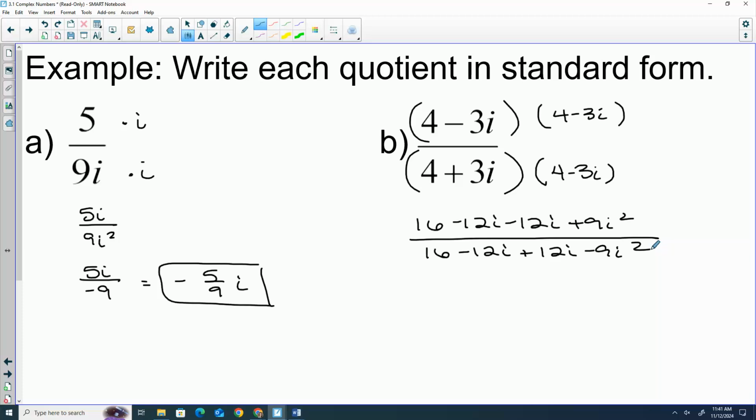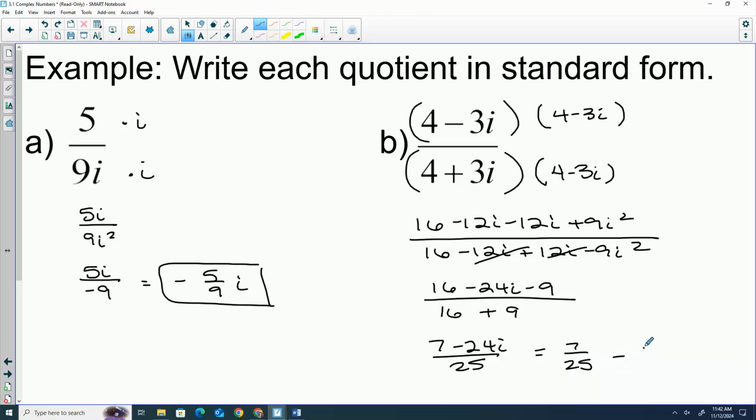From here, we are combining like terms. So on top we have a 16, a negative 24i, 9i squared turns into negative 9. On the bottom, the i's cancel, negative 9i squared is positive 9. So we get 7 minus 24i over 25, but can we leave it like that? Okay, so we split it, so it's 7 over 25 minus 24 over 25i. And again, the only reason we have to split it is because standard form for imaginary numbers separates the real and the imaginary parts.